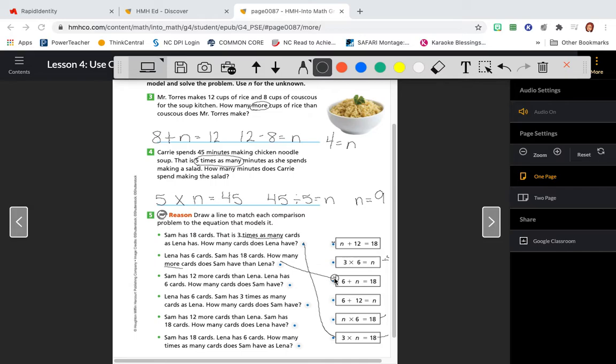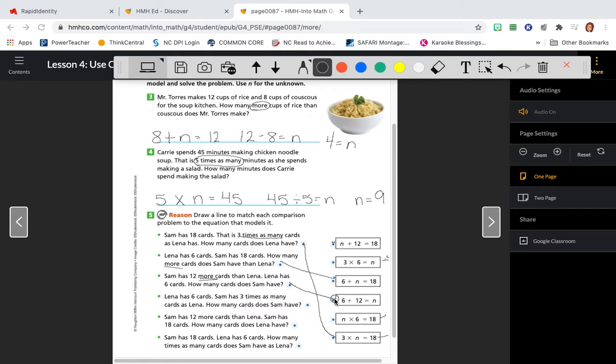Okay, let's look at the next one. Sam has 12 more cards than Lena. Lena has 6 cards. How many cards does Sam have? So there's a keyword again. I want you guys to get used to those keywords. Sam has 12 more cards, so we're looking for an addition equation. It says 12 more cards than Lena. Lena has 6 cards. How many cards does Sam have? There's our equation that matches. We're looking for the total number of cards that Sam has.